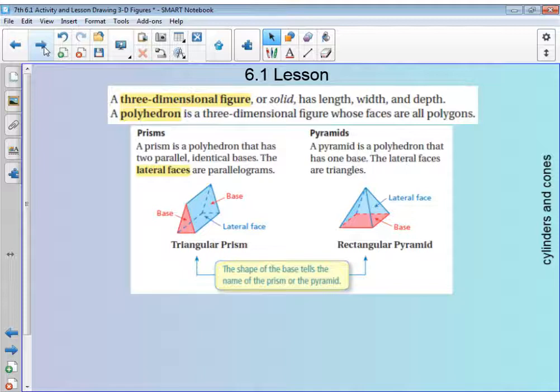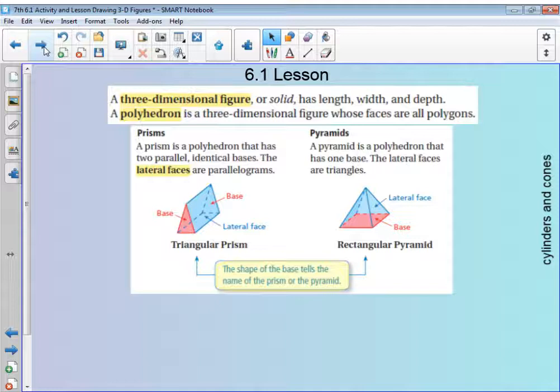A polyhedron is a three-dimensional figure whose faces are polygons. So for example, you can see here prisms and pyramids. These would be examples of polyhedrons. They contain only polygons on every face of that figure. So polygons, once again, are going to be enclosed figures that only have straight edges.